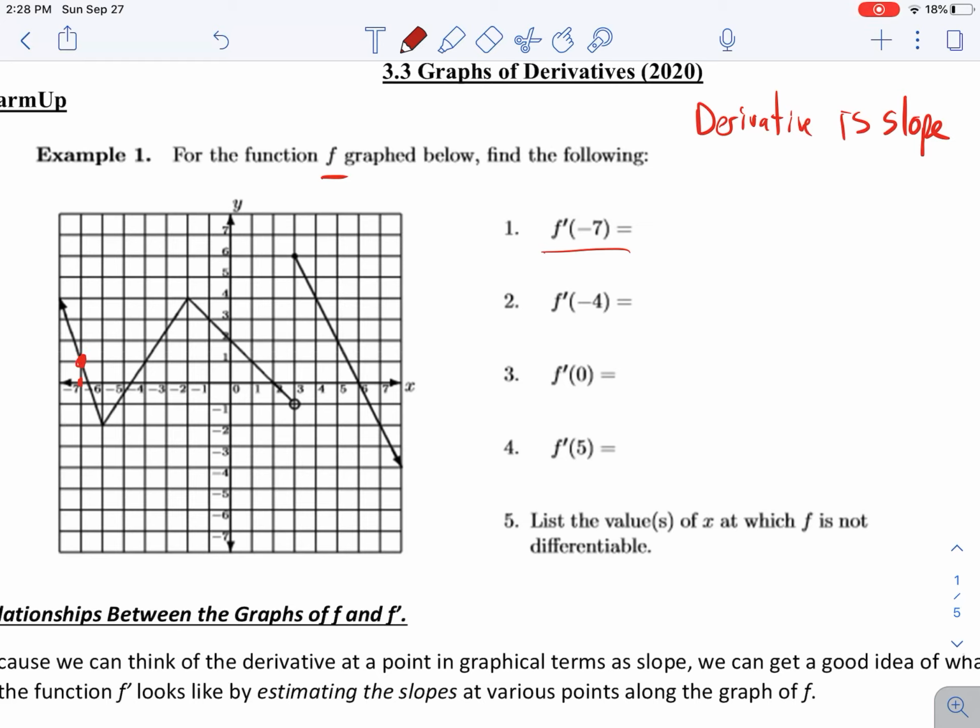The function value is up at 1, but I don't care. I want the derivative at negative 7. So look at the slope. The slope of this line, you know how to find slope. We've been doing that for years. Find 2 points, and you can just count rise over run. Looks like it's down 3 over 1. Slope is negative 3. Since the slope is negative 3, the derivative equals negative 3 at negative 7.